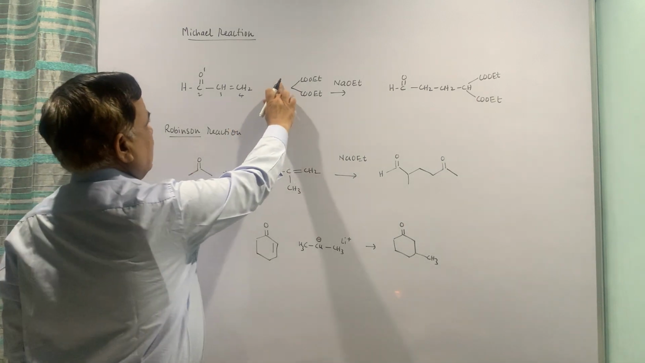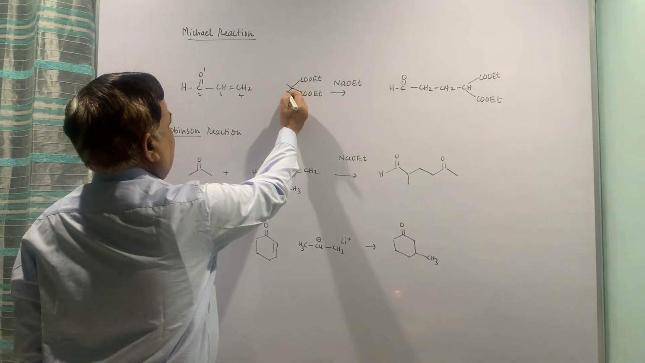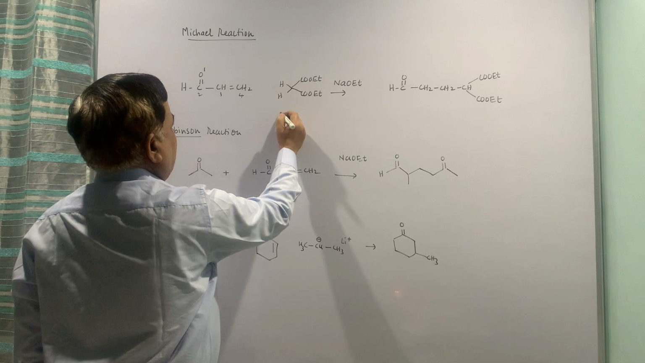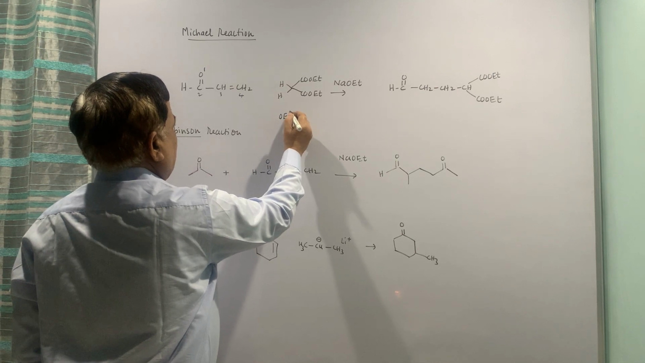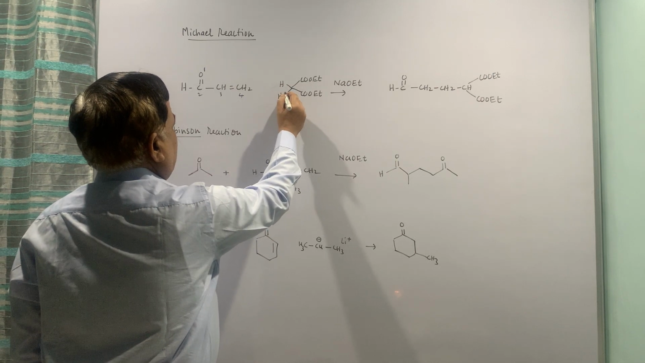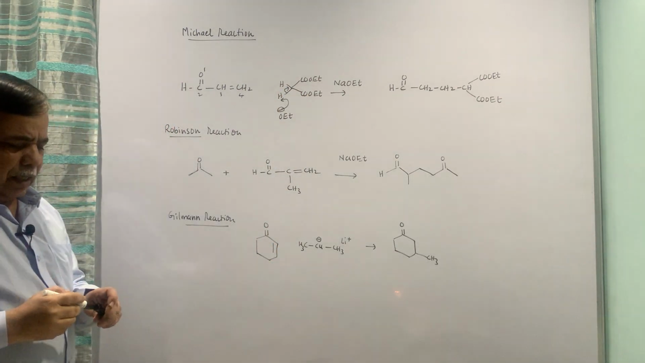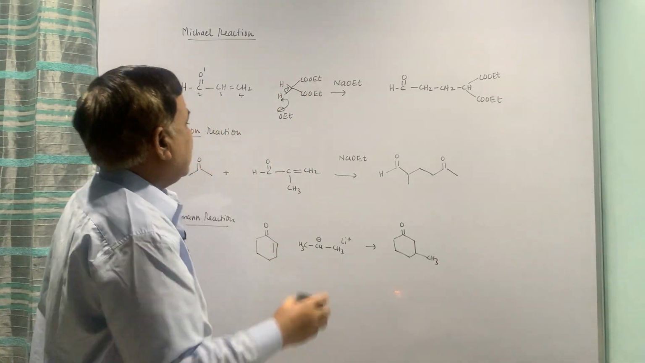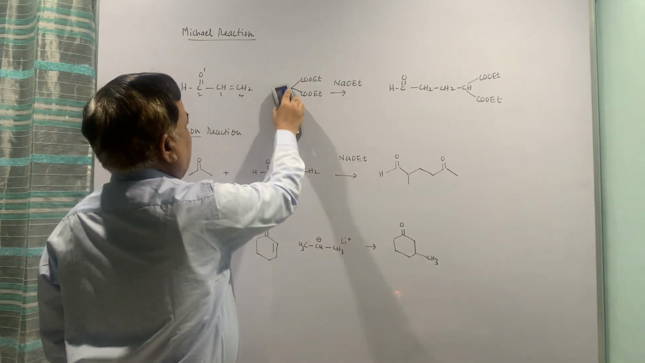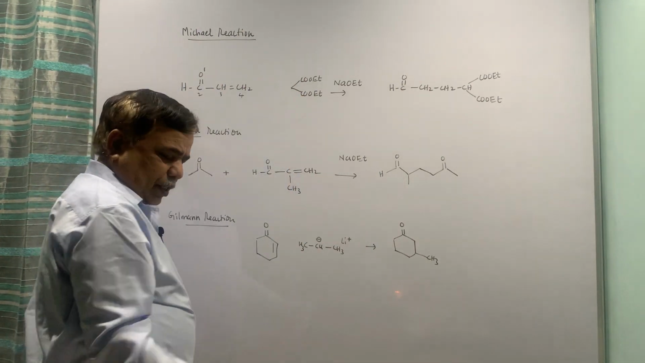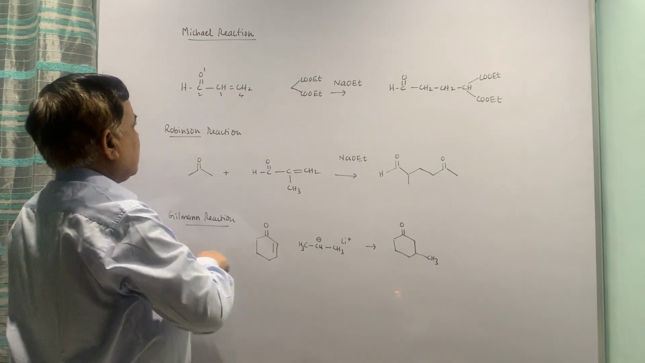The first step is when your ethoxide abstracts a proton. So this is the first step. So you get a carbanion. Now this carbanion then interacts with the alpha beta unsaturated nucleus.